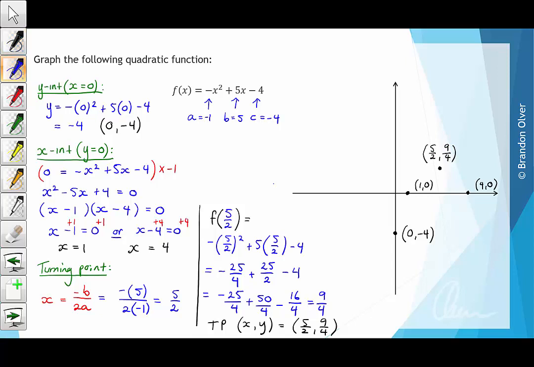Finally, we just put a concave down parabola through all of these points. And we know that it's concave down because the a value up here is negative. So because that's negative, we know that it's concave down. And by plotting all the points, we see that that's the only way we can fit a parabola through all of those points.